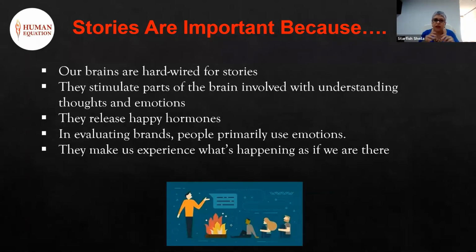And stories stimulate parts of the brain involved with understanding thoughts and emotions. They release happy hormones, oxytocin and dopamine. Dopamine is the hormone for excitement, and oxytocin is released when stories involve people and good deeds, heartwarming stories. So you have these good hormones being released when you have good stories.